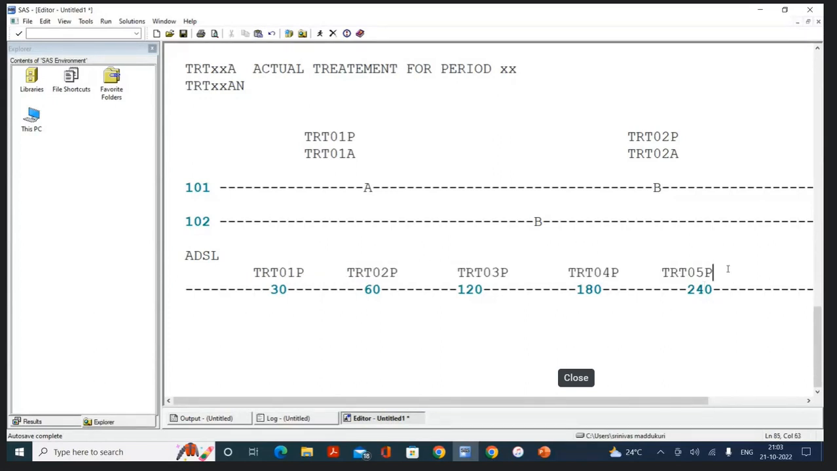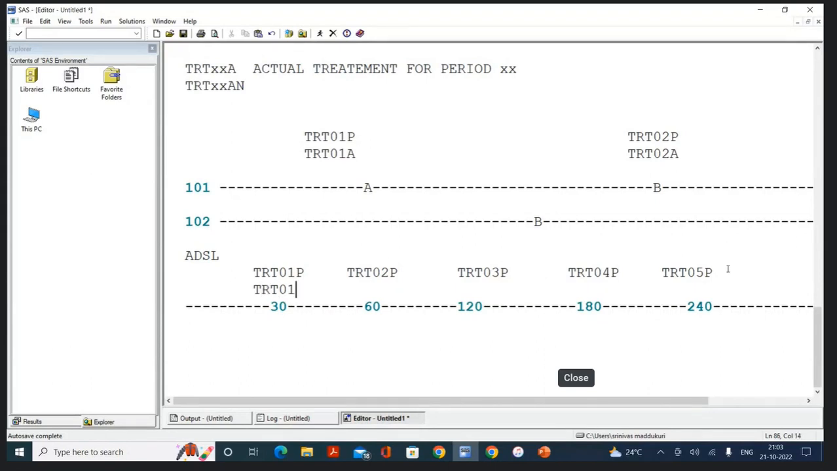Suppose I gave what I planned. Then TRT01A will also be the same. But if, because of some mismatch, instead of the planned 30 I give 60, then TRT01P is going to be 30 but TRT01A is going to be 60. And then we are going to have TRT02A actual treatment, and TRT03A actual treatment for period 2 or 3 like this. So this is TRT03A, and this is going to be TRT04A, and then TRT05A.